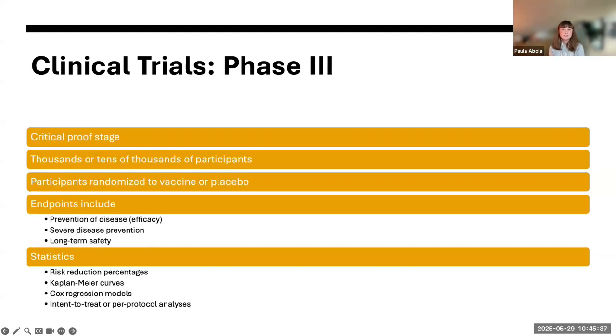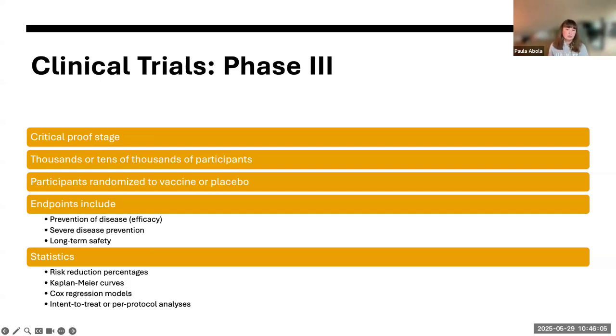And phase 3 is known as the critical proof stage with thousands or tens of thousands of participants, which may sound like a lot. But this is also important because the participants are randomized to vaccine or placebo, and neither the participants nor the researchers typically know which group they are in, and this means that it's double-blinded. So this design helps eliminate bias and keeps the groups comparable.